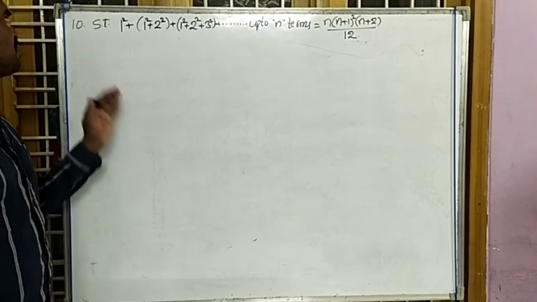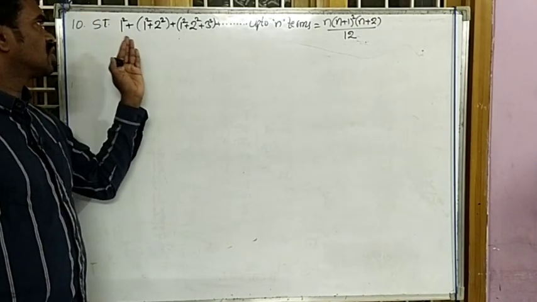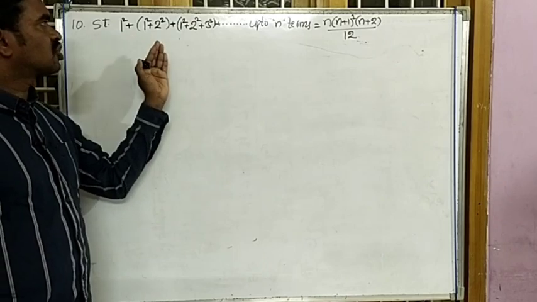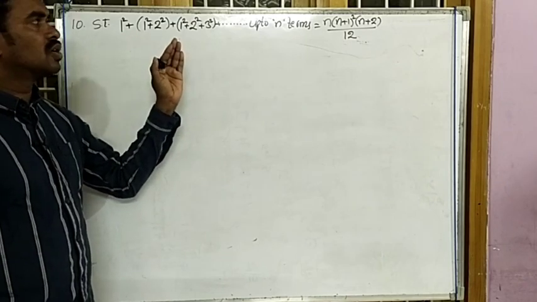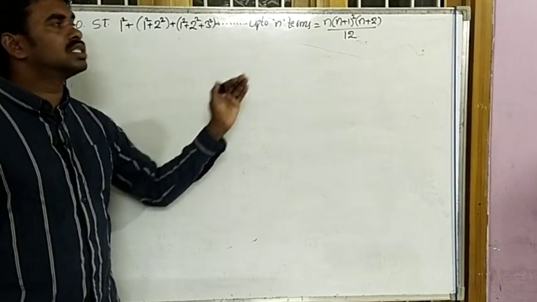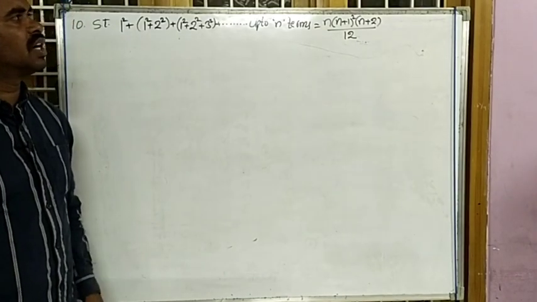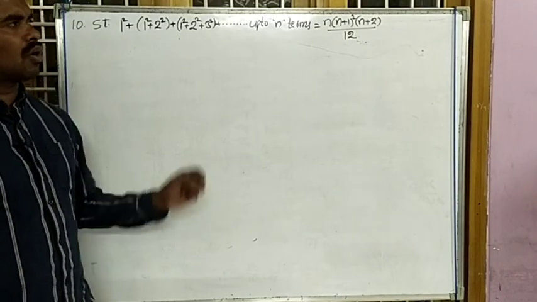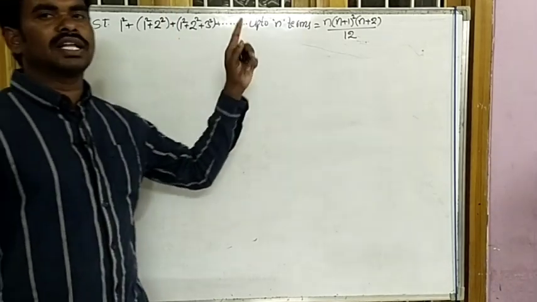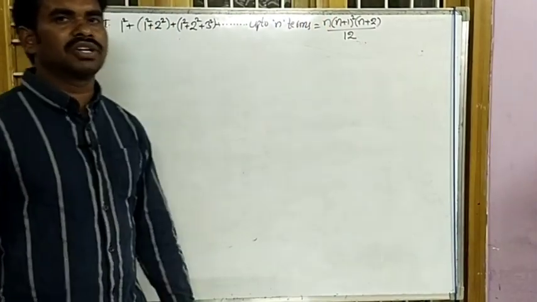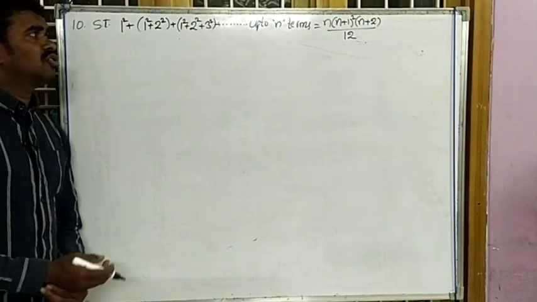Now the question is, show that 1 square plus (1 square plus 2 square) plus (1 square plus 2 square plus 3 square) plus so on up to n terms is equal to n into (n plus 1) whole square into (n plus 2) by 12, for all n belongs to N, by using mathematical induction. This is the complete question. Okay, how to solve this?